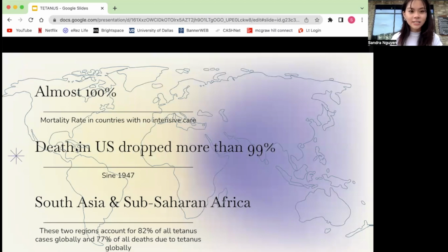So tetanus is practically 100% fatal with no treatment. However, since vaccinations, incidence decreased more than 95% in the US, while deaths in the US due to tetanus decreased more than 99%. And while tetanus affects the entire world and the spores are found everywhere in the world, we can see that Southeast Asia and Sub-Saharan Africa account for 82% of all tetanus cases globally and 77% of all deaths due to tetanus globally. And this is mostly due to the limited access to vaccines and treatment options.